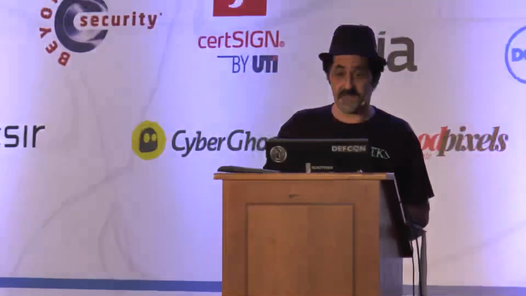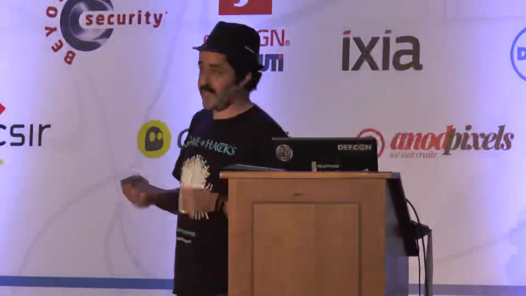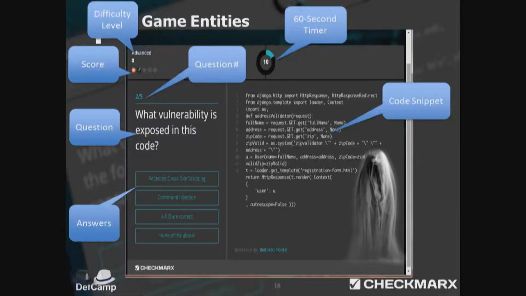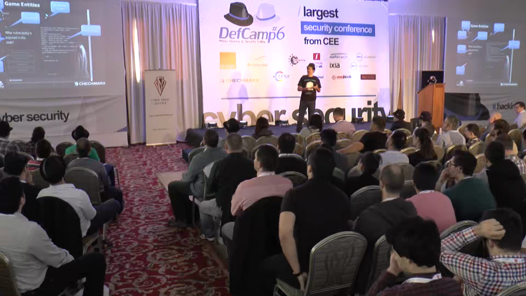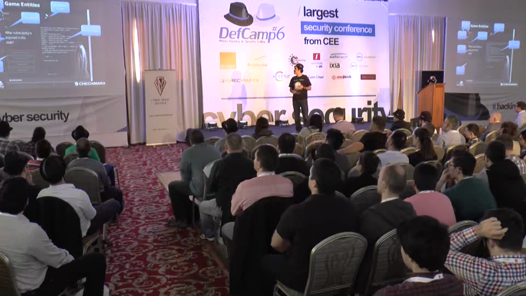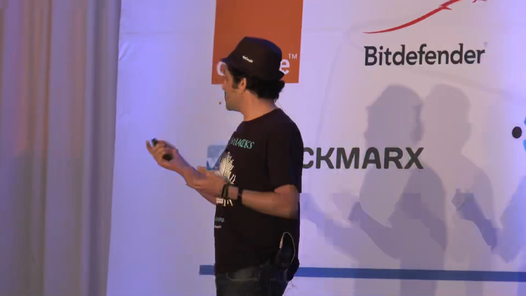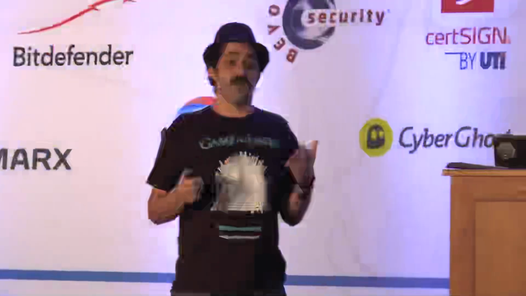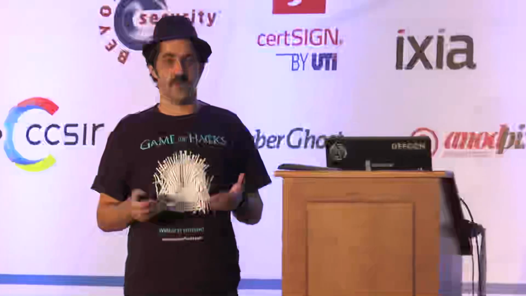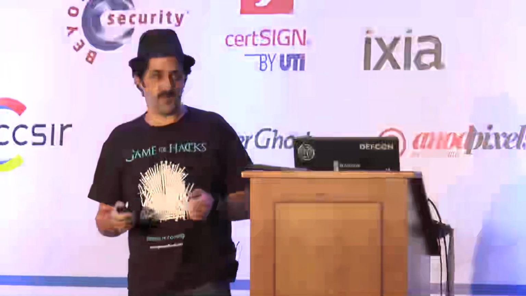Okay? So that's Node.js, and that's the platform that we used for Game of Hacks. Again, looking at Game of Hacks, the different entities, and you'll see along the line why I'm talking about this. There's the difficulty level, which is marked at the top, the score that you're gaining. There's the timer, 60-second timer, the question, of course, the answers, and the code snippet itself. These are all the different parts of Game of Hacks, where all of them, of course, are a target for hackers to attack.